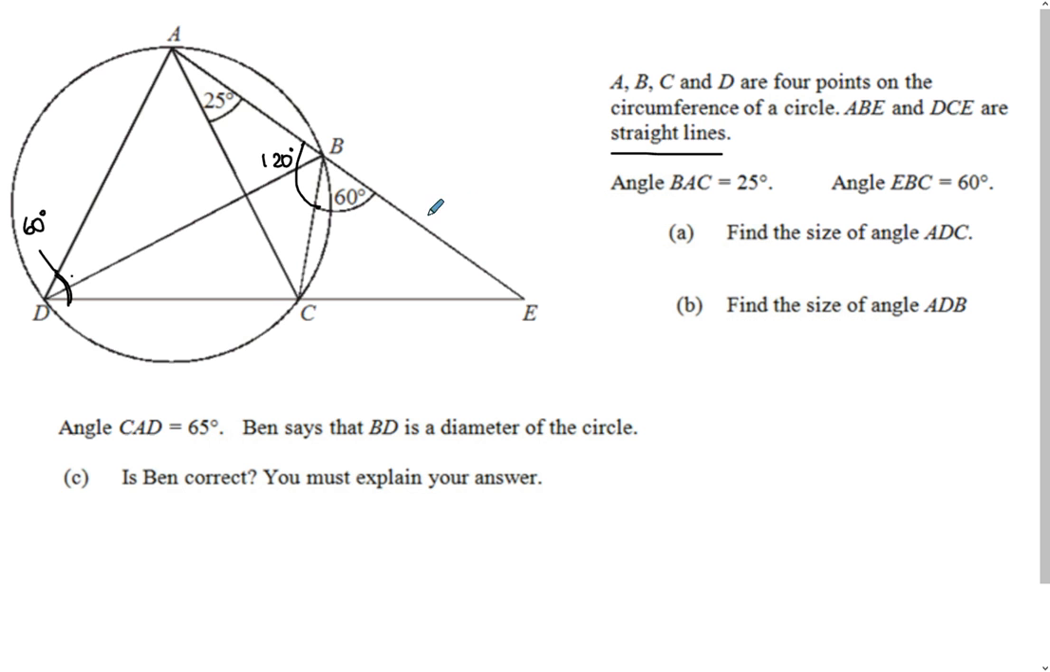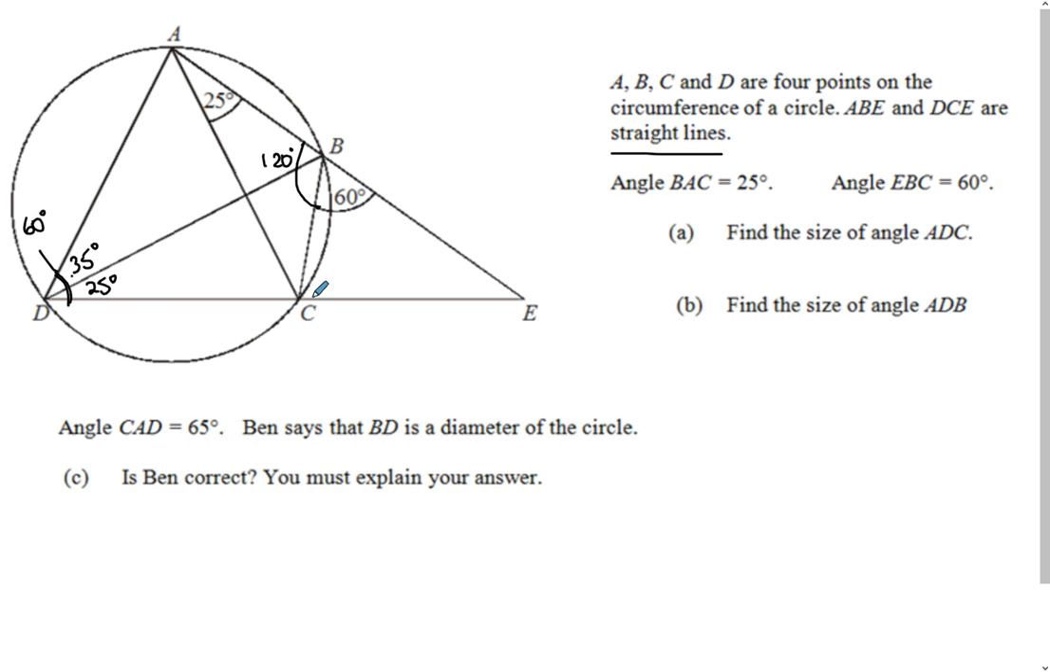Angle BAC is 25. Now, if you look at that arc there, you've got your bow tie there, so can you see that would also be 25? If that's 60 and that's 25, then that will be 35. So now you know why they gave us the 60 and the 25. Find the size of angle ADC.